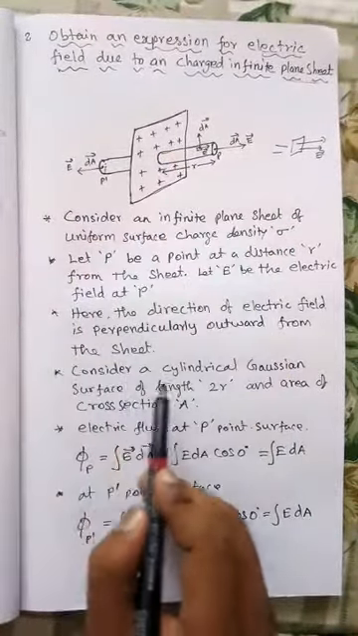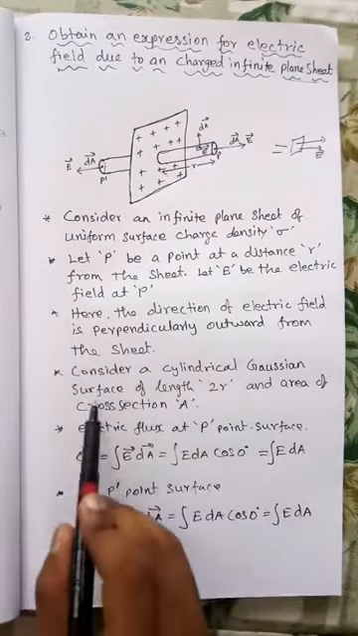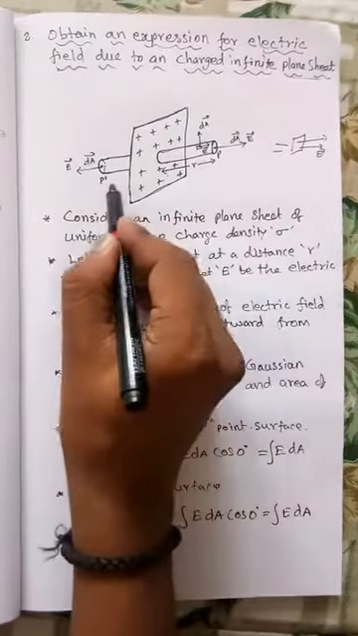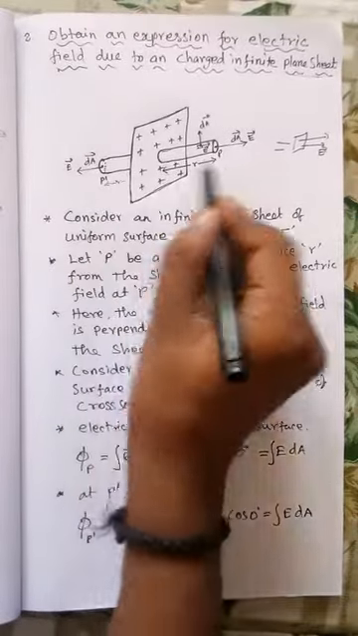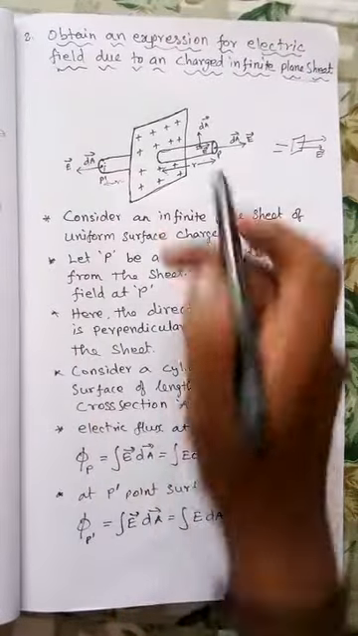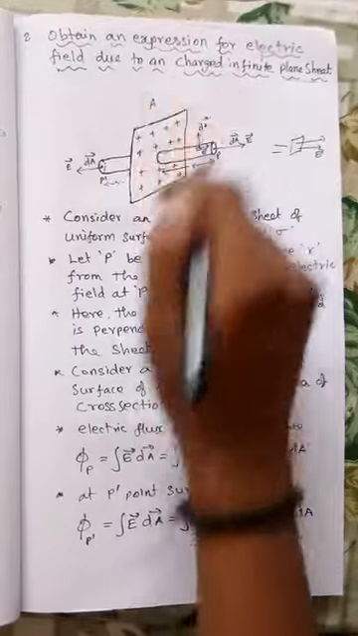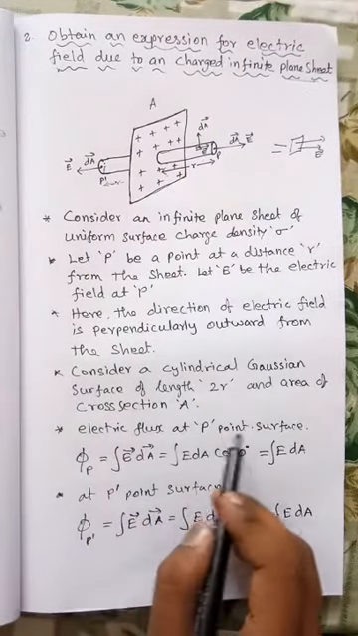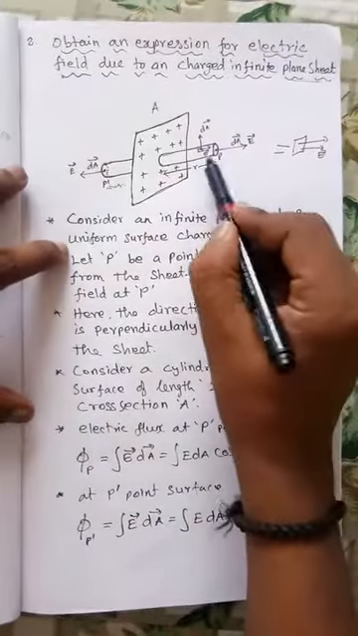So now consider the cylindrical Gaussian surface of length 2r, because here r, and on the other side another r. So totally 2r. The area of cross section is A. This is the area of cross section A. Now the electric field is E at the point P.